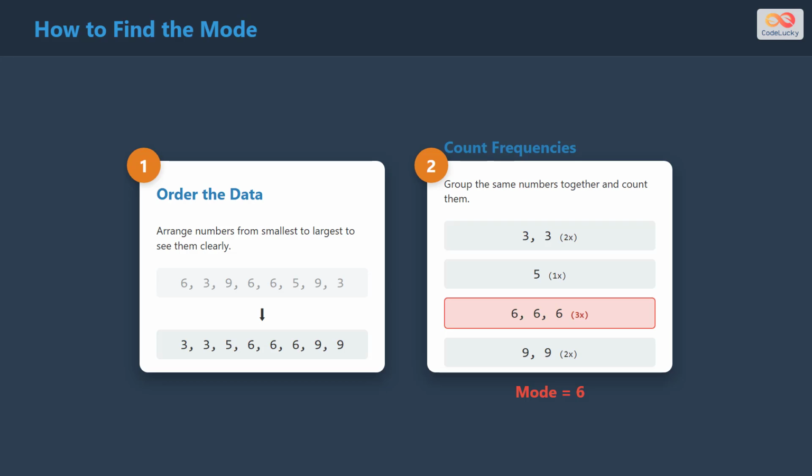To find the mode manually, follow these 2 steps. First, order your data from smallest to largest. This makes it much easier to spot duplicates. Second, count the frequency of each number. In this example, the number 6 appears 3 times, while others appear less often. So, 6 is our mode.